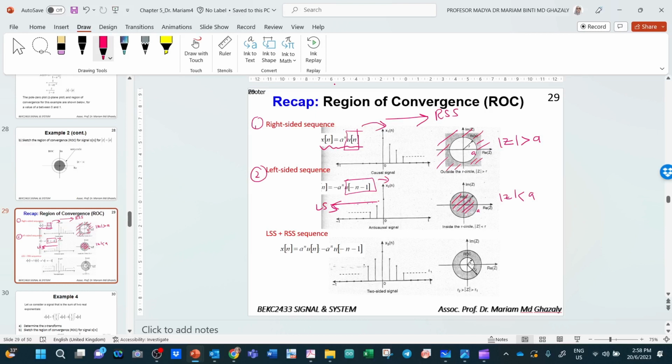Okay, and when you have both a right-sided sequence over here, and then a left-sided sequence, so when you have both like this, then you know that you have both right and left-sided. And when you have both right and left-sided, then the ROC is a donut shape. Okay, donut shape whereby for this case, z is less than R2, and also z is more than R1.